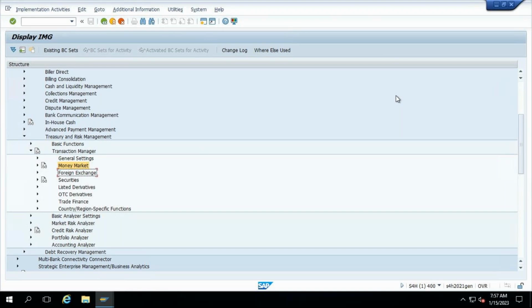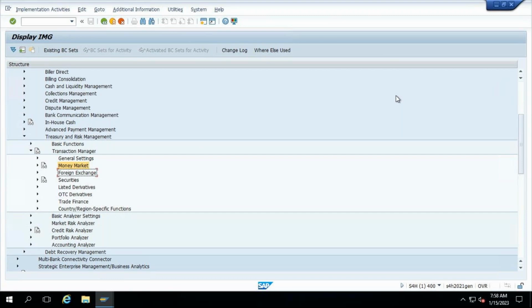So if anybody has any doubt, that's why I'm saying you need not worry. Even if I give you all the configuration steps, if tomorrow any such requirement comes, you can prepare the BBP document based on my documentation.